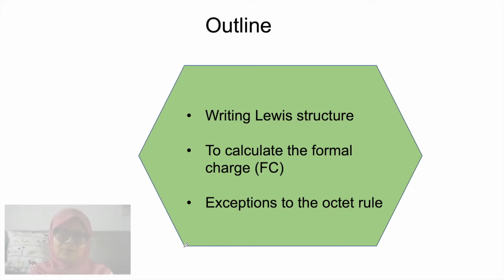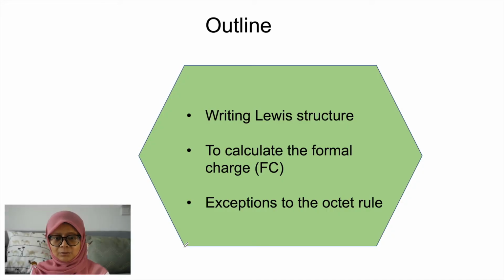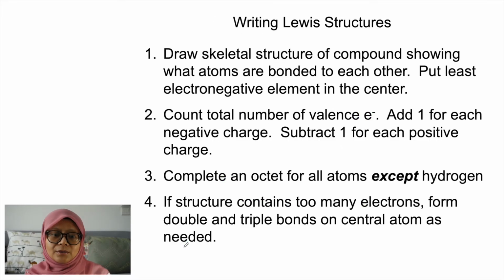Back to part 2 of Lewis structure and VSEPR, valence shell electron pair repulsion. In this part 2, we are going to write the Lewis structure and learn how to calculate the formal charge, or known as FC, and also the exceptions to the octet rule. So how to draw the Lewis structure?